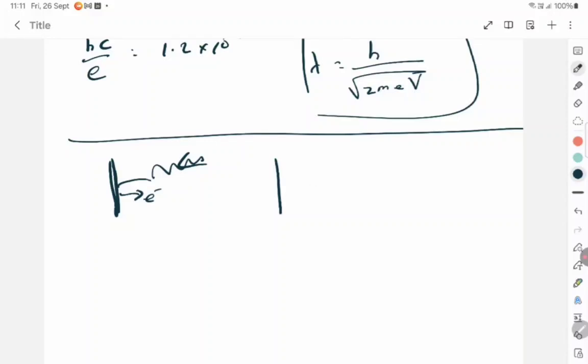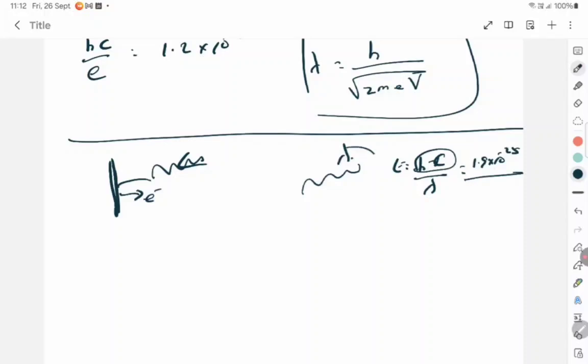If the question is only about incident radiation, there's no metal and all, they give you the wavelength, you find the energy. E is equal to h mu. Instead of mu, you write c by lambda. hc's value itself is 1.9 into 10 to the power minus 25. The wavelength can be plugged in here and you can find the energy.